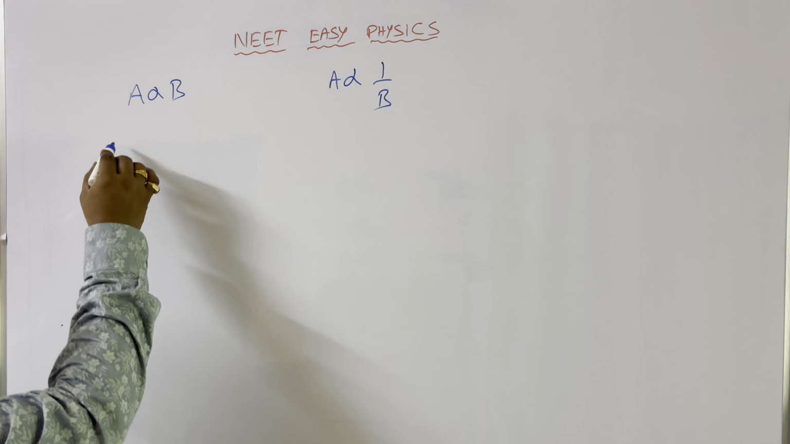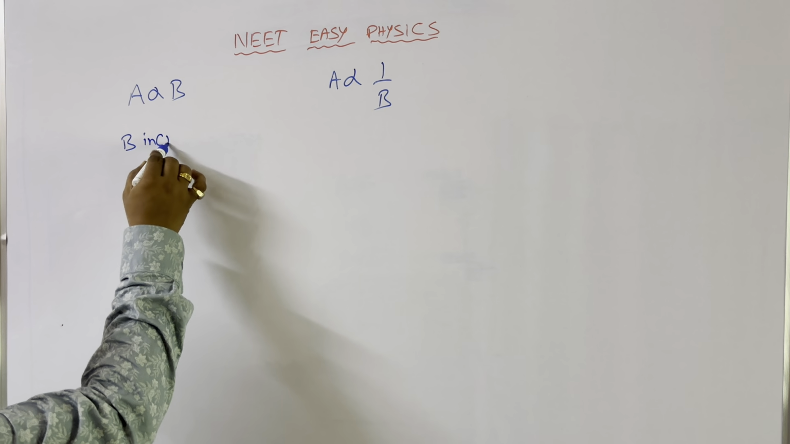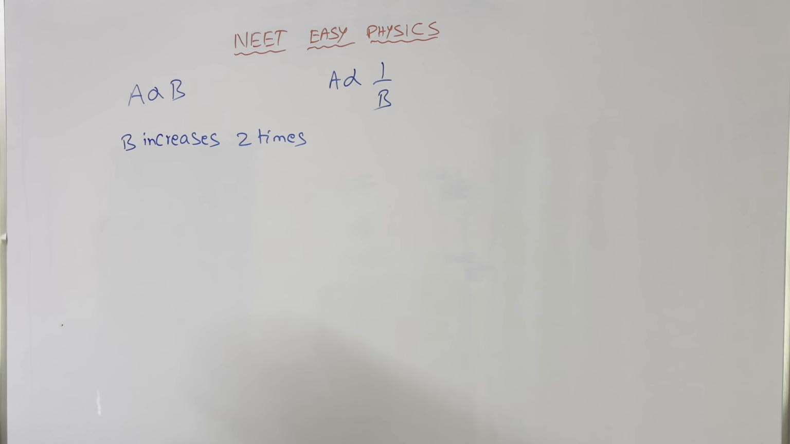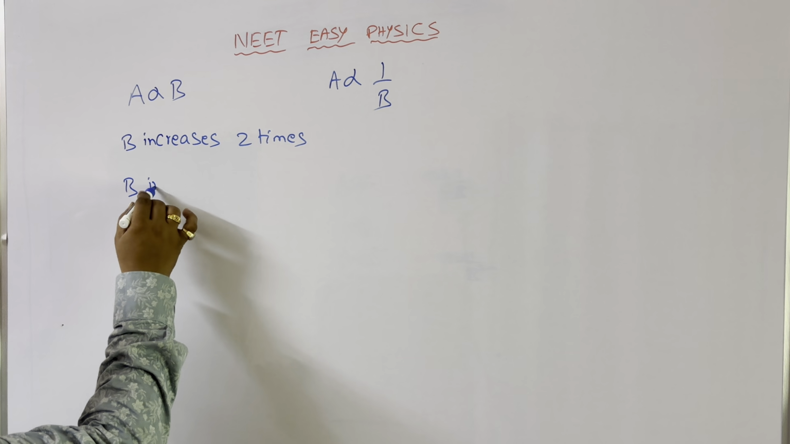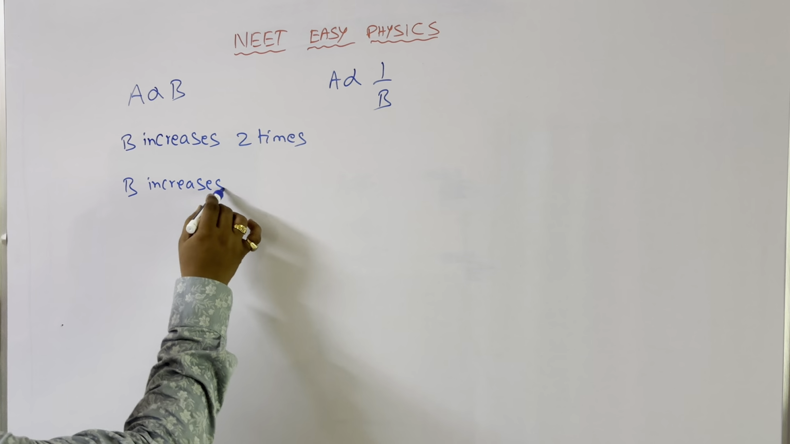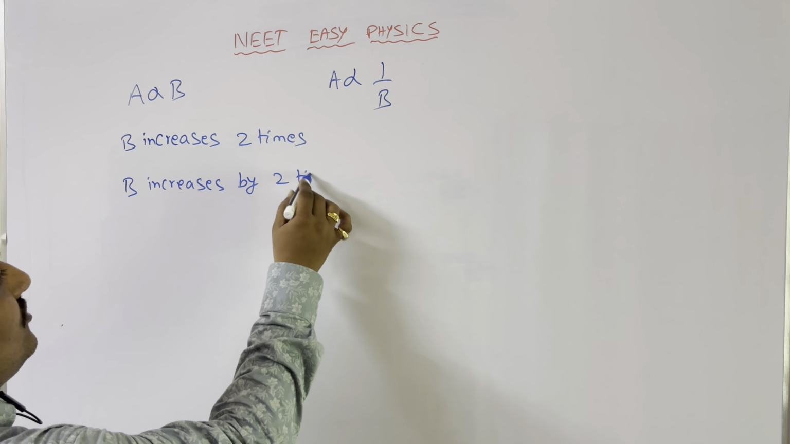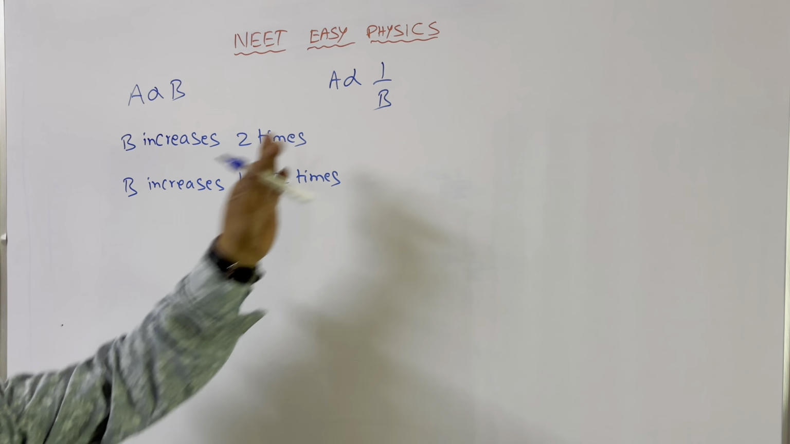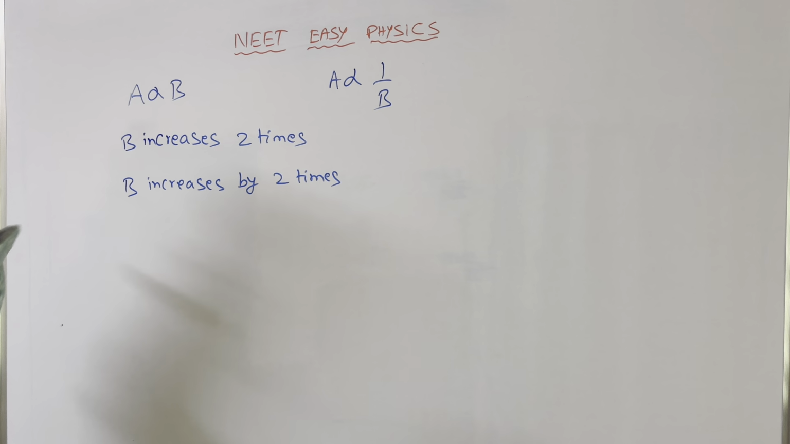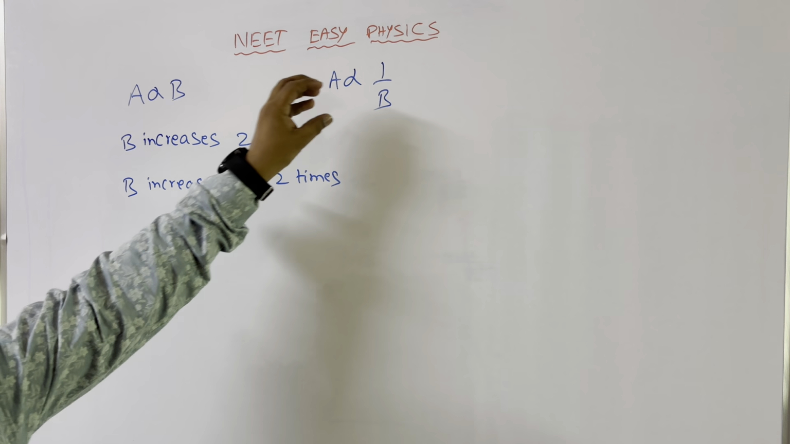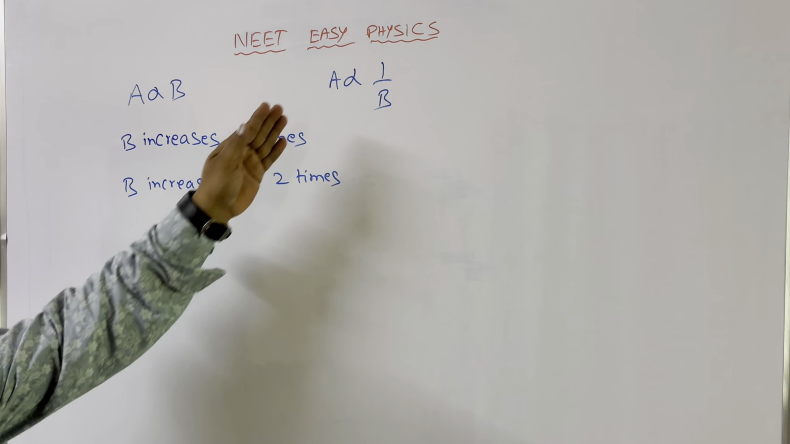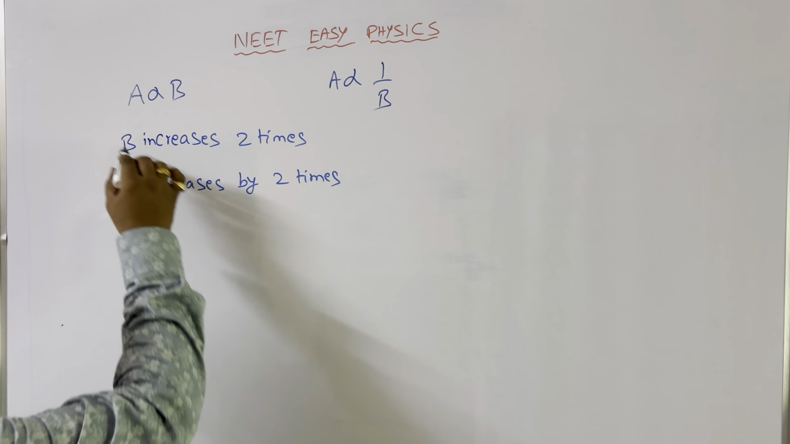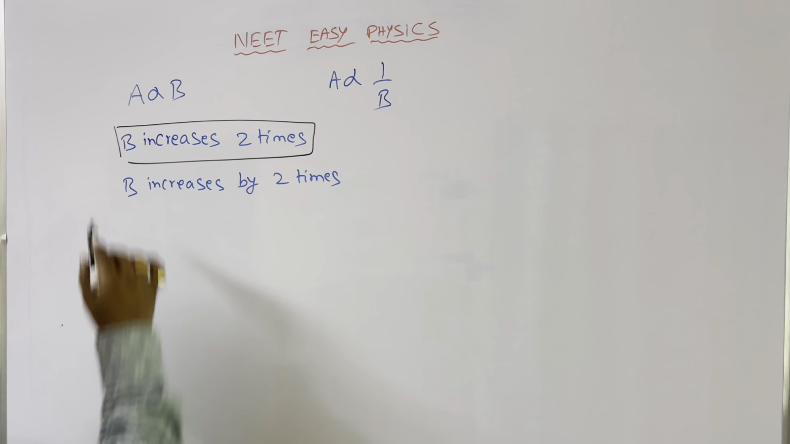B increases 2 times. B increases by 2 times. Then what happens to A? They will ask in both the cases. If I explain A is directly proportional to B, you are going to say what is happening in the case of A inversely proportional to B. First I am taking B increases 2 times.